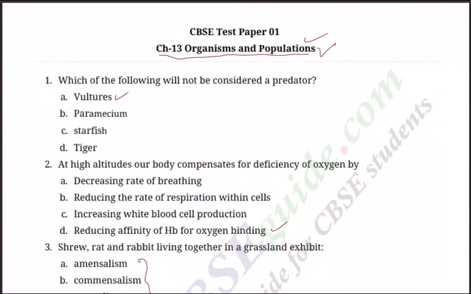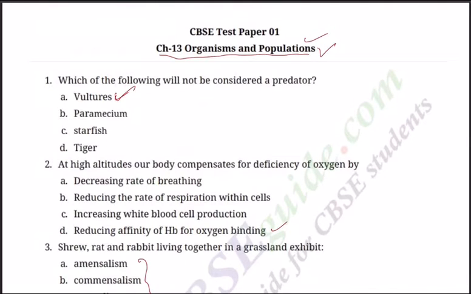Now let me go through the questions first, followed by answers. Question number 1. Which of the following will not be considered as predator? Vultures, paramecium, starfish and tigers. Of course, you know the answer. It has to be vultures. Why vultures? Vultures live because they eat the dead and decay, so they don't hunt live animals. So the prey will not be live. The prey is a dead one. That's why it should be vulture.